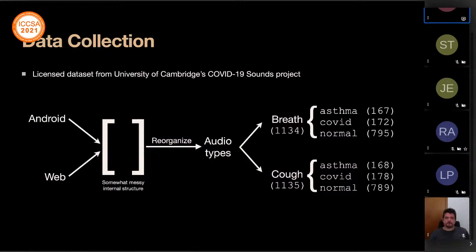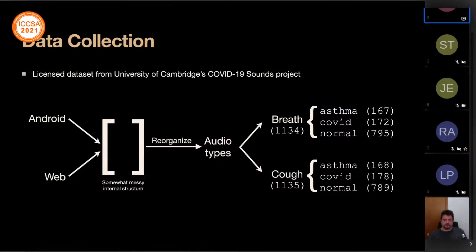For the data collection, we reached out to the University of Cambridge, the same COVID-19 Sounds project that I mentioned earlier, and licensed their data set. They crowdsourced the data set from two sources, one from an Android application and another from a web application, and put it as a data dump. We cleaned that up, and we have around 1,130 samples for each of the breath and cough types, and they had classified them as asthma, COVID, and normal.